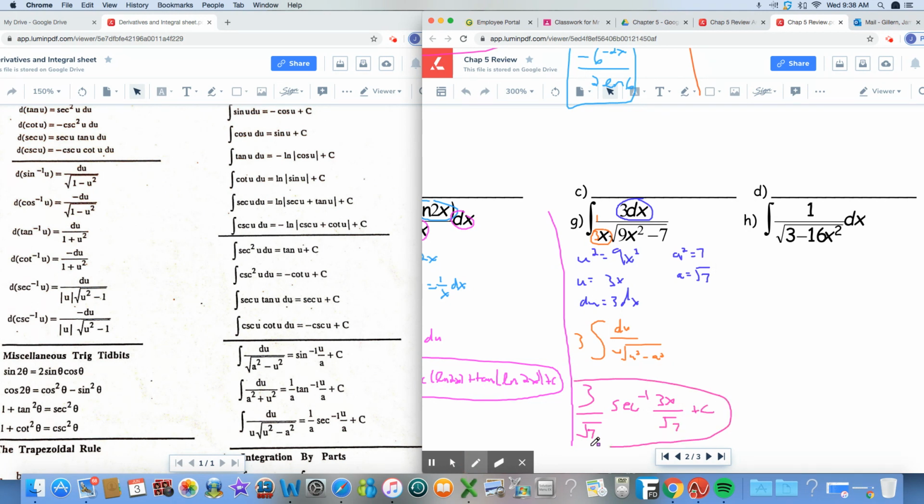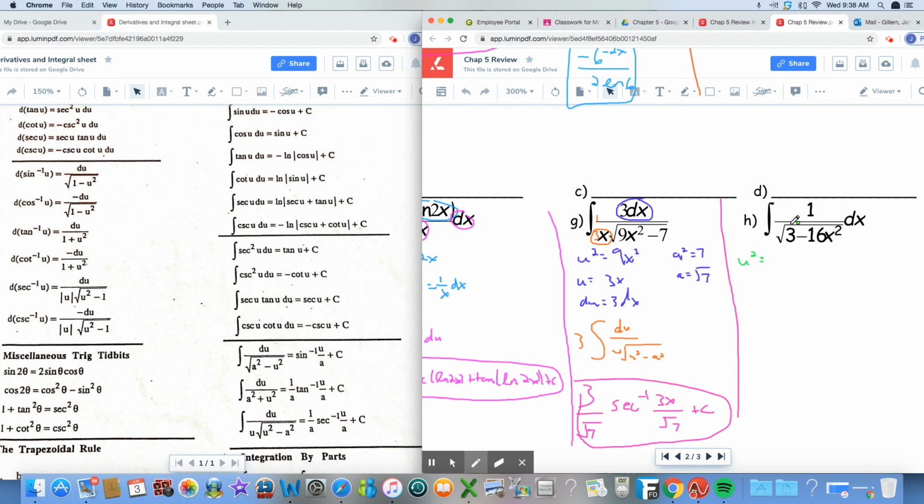And there is my answer. All right, so another example here, we have a square root, you have a squared. There's not an x up here. If there's an x up here, then we would make u this 3 minus 16x squared. But we're going to do another example of u squared and a squared. And that's going to be this guy right here.